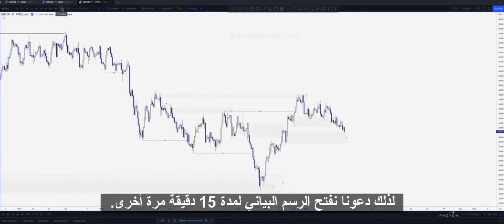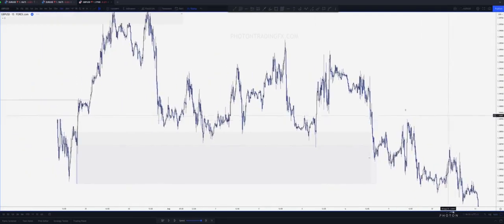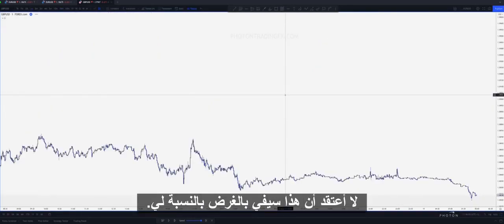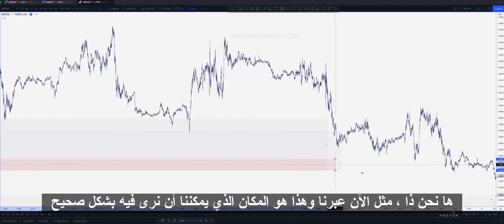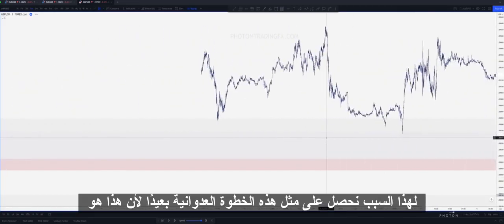So let's open up the 15-minute chart again, and then drop down to the M1. I don't think it's going to load for me, is it? Oh, it is. There we go. Right, now we got it across. And that is where we can see, right, refining that whole time. That's why we get such an aggressive move away, because that is the origin of the move.